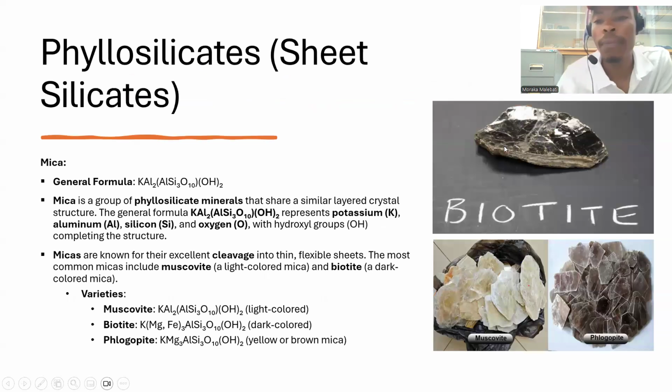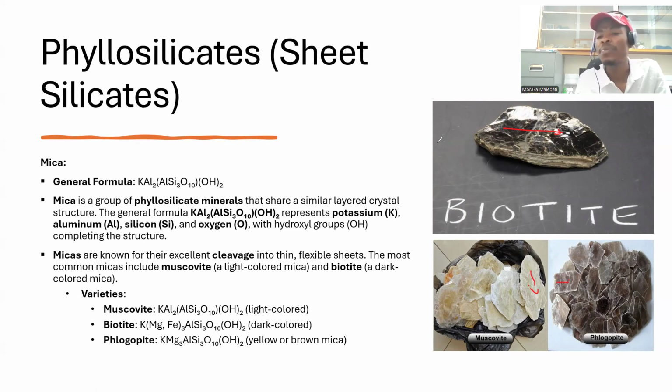And then, basically that's biotite. Biotite is the black one. So remember the micas: all of them have cleavage in one direction.